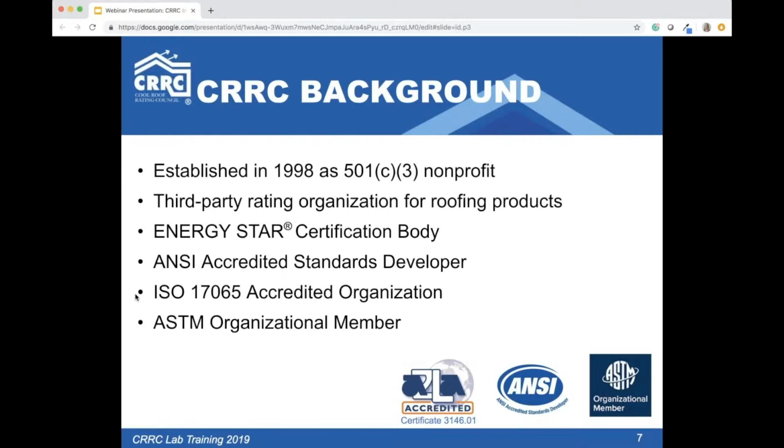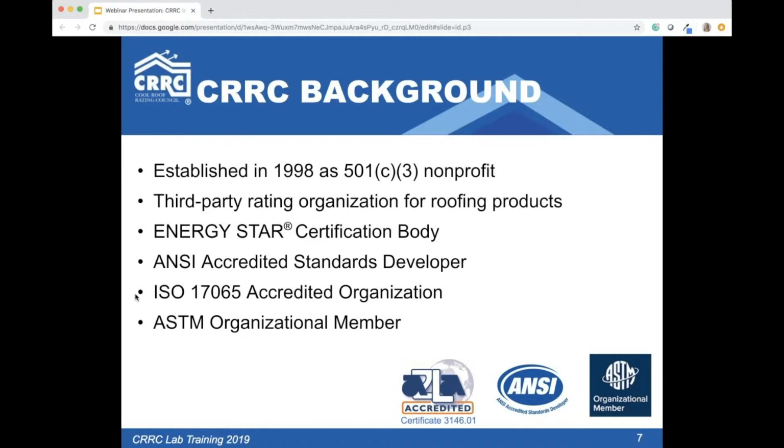In terms of a little bit of background about the CRRC itself, we were established in 1998 as a 501c3. We celebrated our 20th anniversary back in 2018, had a big banquet, so that was fun. And we are a third-party rating organization for roofing products. We pride ourselves on being independent and non-biased, and we provide this rating program for roofing companies.